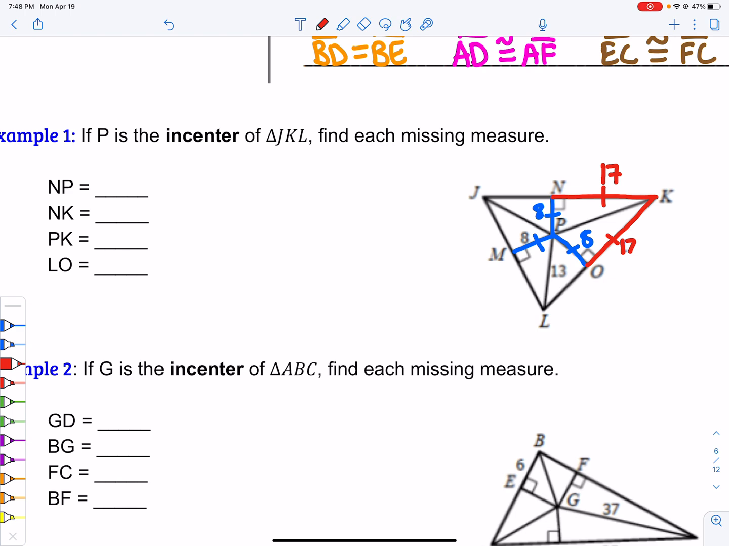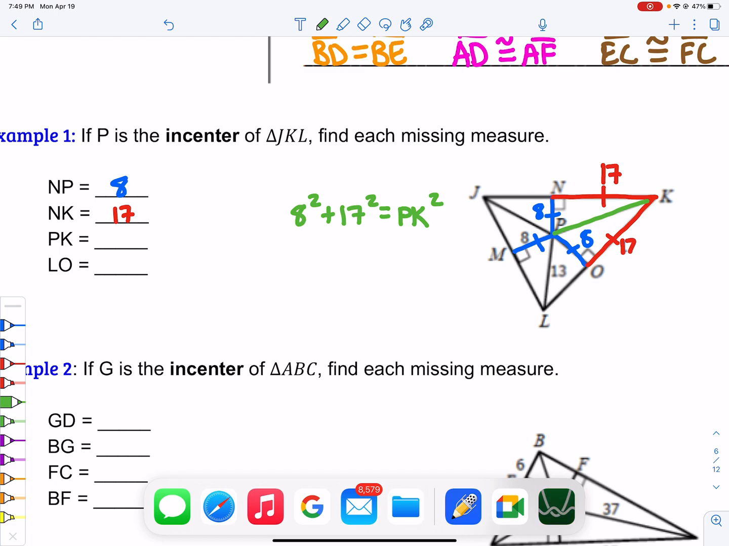So let's see what we need to find. NP, we just labeled, is equal to 8 because that's one of the segments from the side of the triangle to the incenter P. NK we've already labeled. We know that's 17. And we need to figure out PK. So PK is the hypotenuse of those triangles. So we can use the Pythagorean theorem to figure that out because we know that one leg is 8 and the other leg is 17. So we need to say 8 squared plus 17 squared would equal, and I'm just going to name it like it looks on the figure, PK squared. PK is the hypotenuse. Normally we say a squared plus b squared equals c squared, but I'm going to call it by the name of what's in the figure.